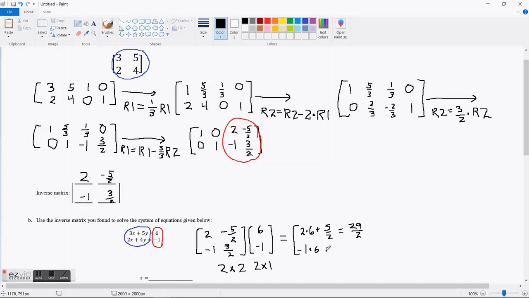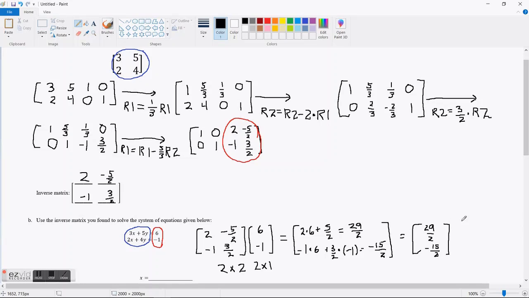Then we do the dot product of the second row in the first matrix times our column in the second one, and we get negative 1 times 6 plus 3 halves times negative 1. So they're both negative. We have negative 6, which is negative 12 halves, and minus 3 halves, which is negative 15 halves. And just rewriting that so it's clear that it's a 2 by 1 matrix, we're going to have 29 halves and negative 15 halves.